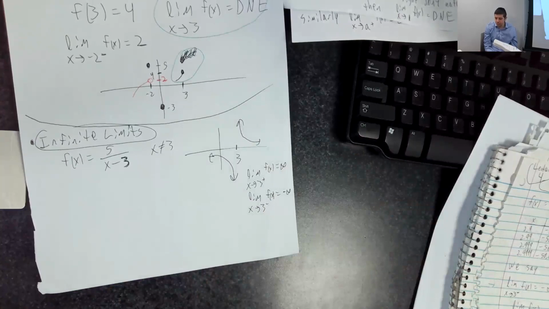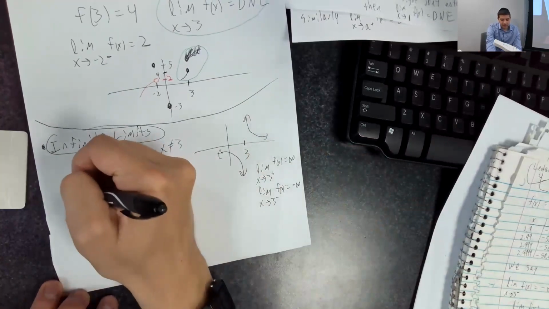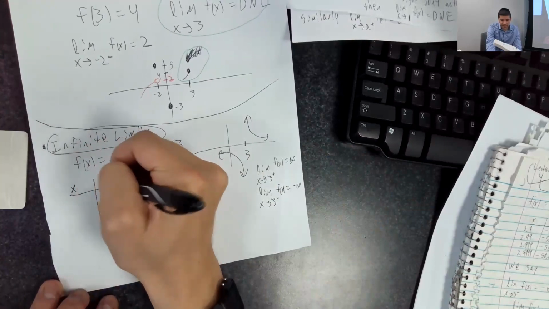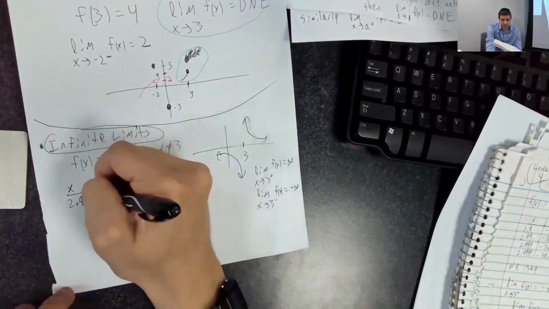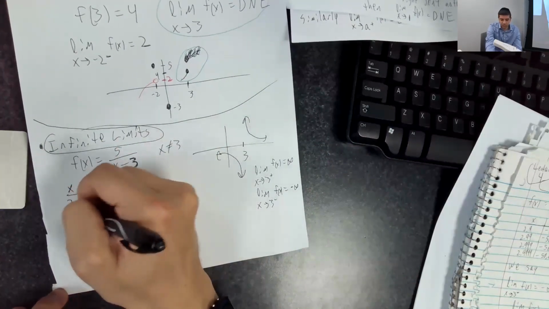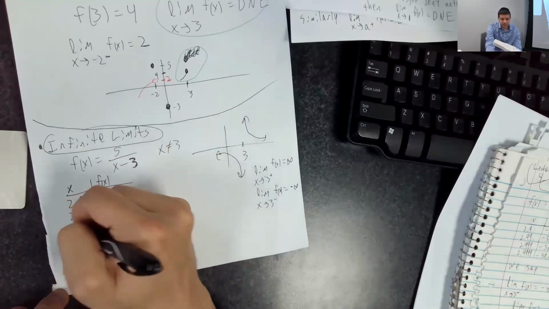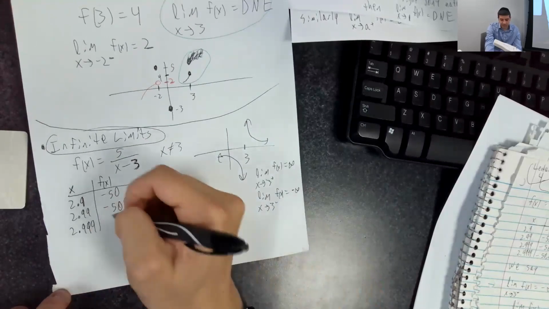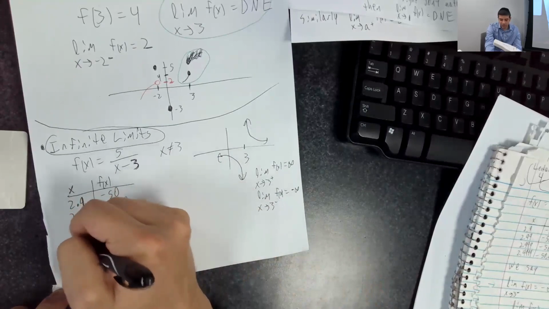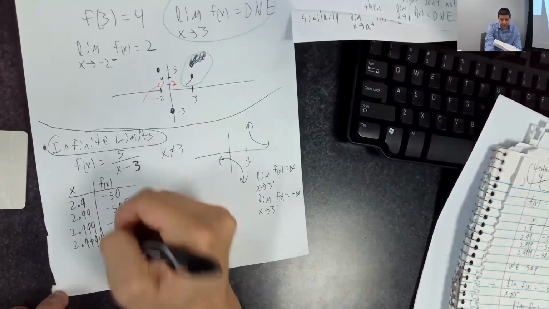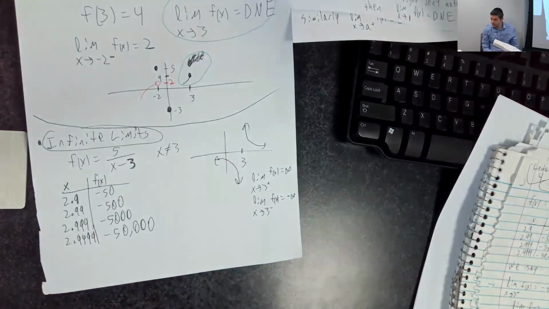Could I train a computer to figure it out? Yeah, the way you would do it is you just plug in values close to 3. So x and f of x: if you plug in 2.9, the output is negative 50. If you plug in 2.99, the output is negative 500. If you plug in 2.999, the output is negative 5,000. If you plug in 2.9999, the output is negative 50,000.